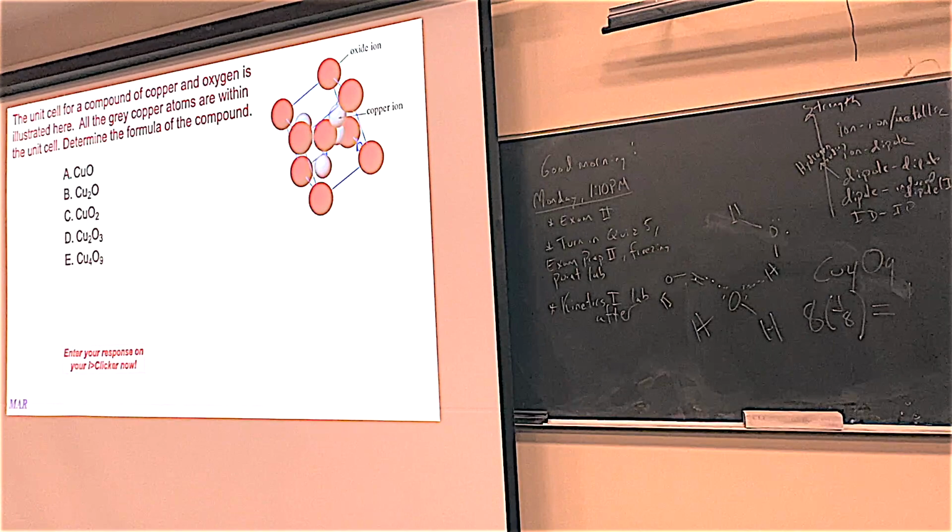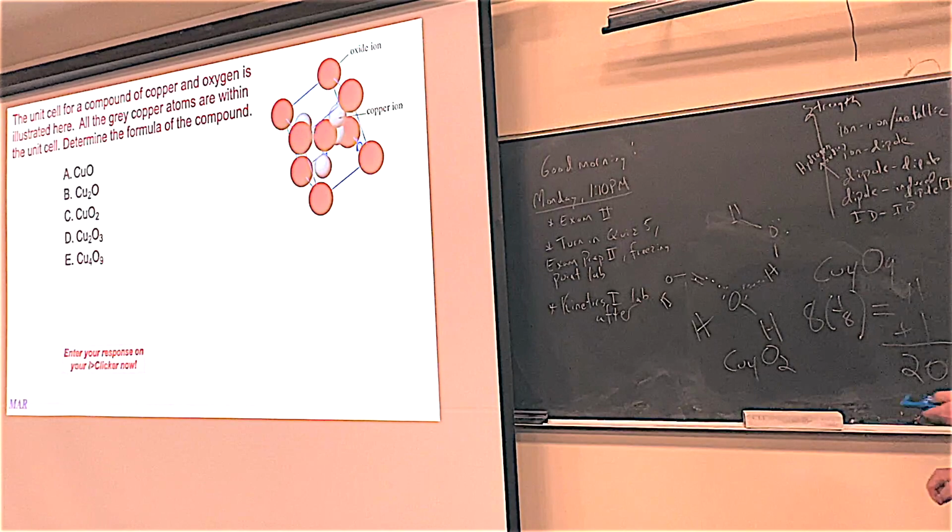Now, 1, 2, 3, 4, 5, 6, 7, 8, I didn't talk about this one right here, and that one is within the other copper ones. So this one is totally inside the cell, all right? So 8 times 1/8 is 1. You've got 1 more that's totally inside. You've got 2 oxygens. So initially, it looks like Cu4O2, all right? That's not one of the possibilities.